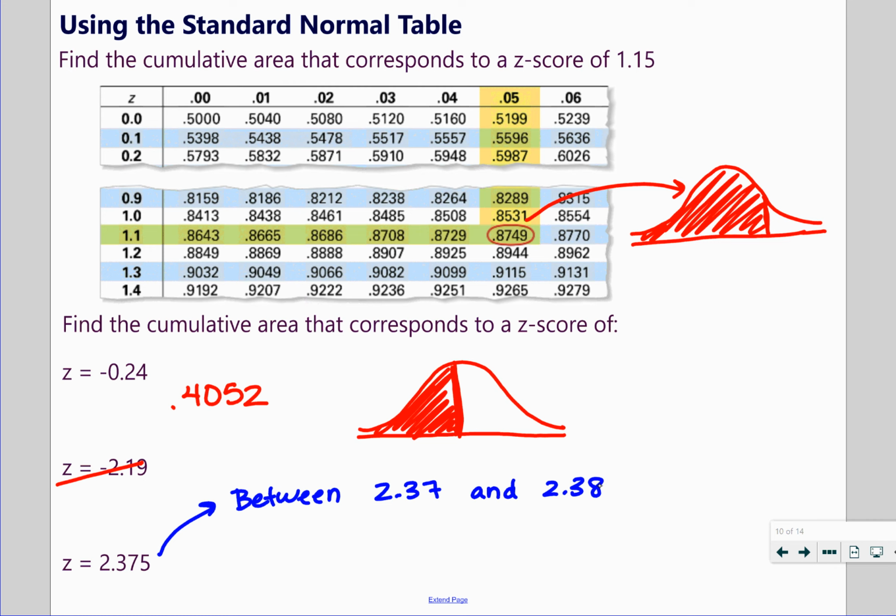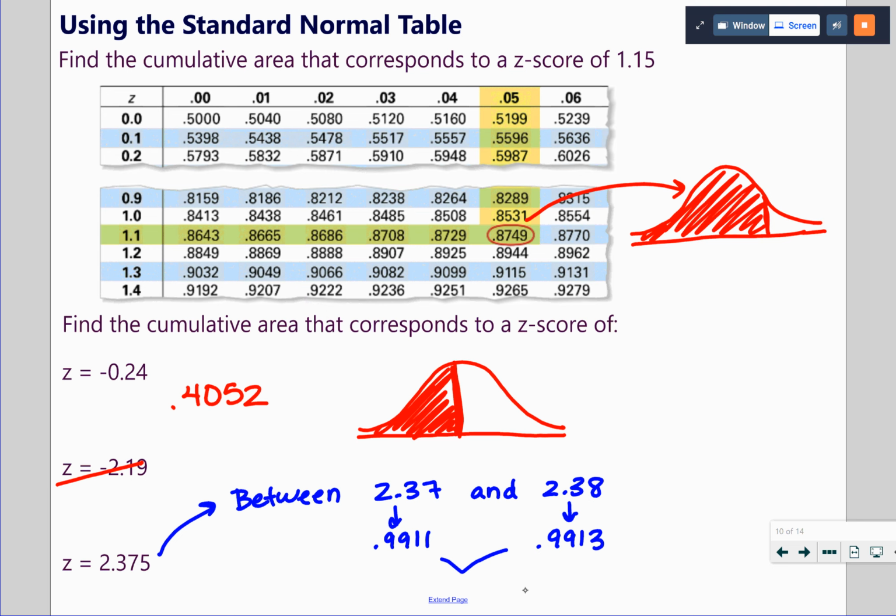So if you find 2.37, they're going to be right next to each other, we get 0.9911 is the area to the left of that. 2.38 is 0.9913. So if I added those up and divide by 2 or just find the midpoint, I would get 0.9912. It's right in the middle of those. Okay, so if you've got that extra decimal place, just find what it's between, add them up, divide by 2. Questions there?